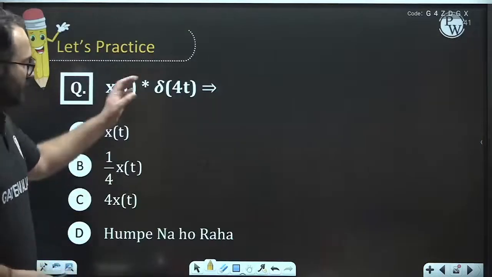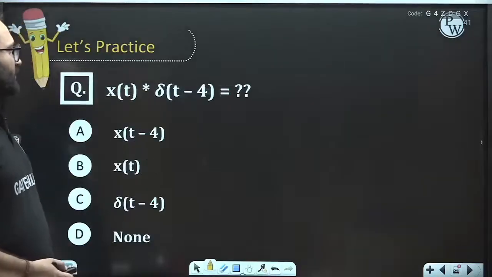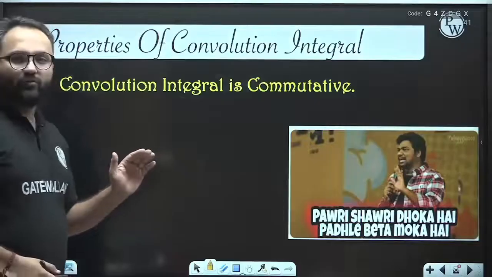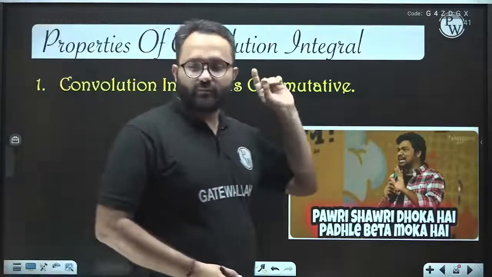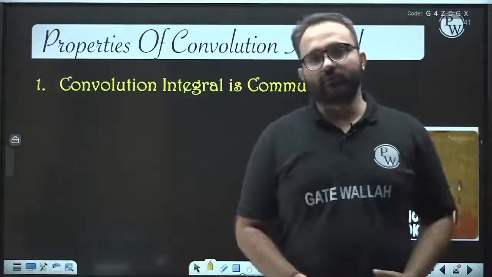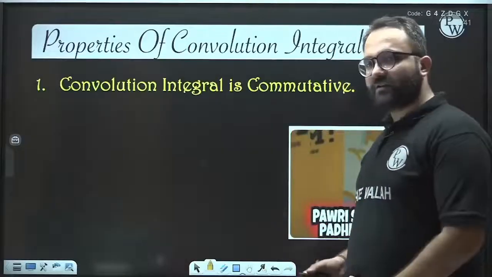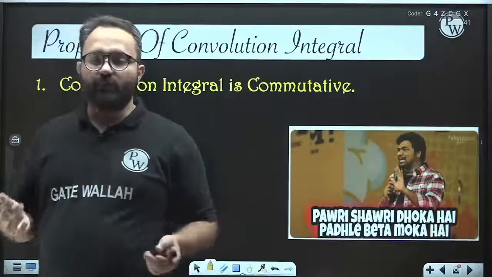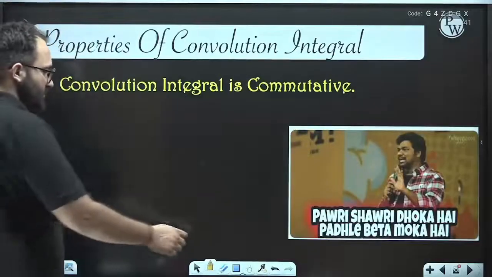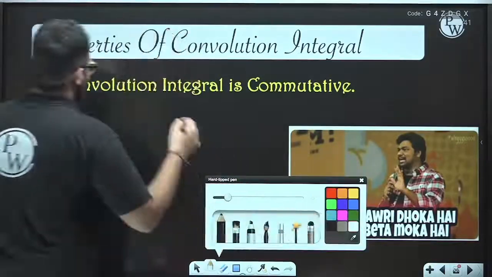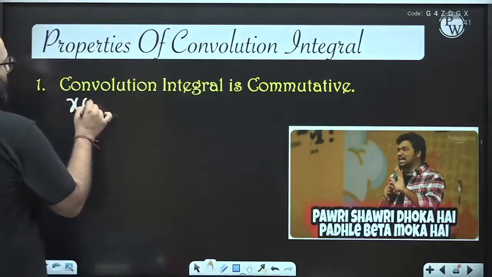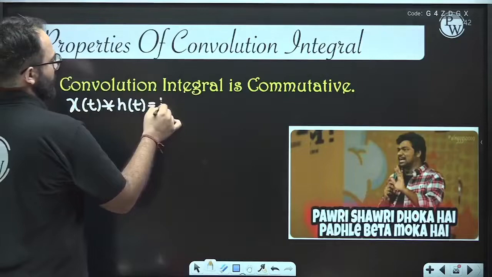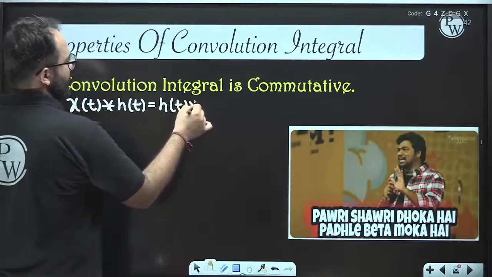Now before moving to this, let us first of all finish the properties of the convolution. Two or three properties are there, then we'll move back to the convolution with the delta, and then we'll come back to the properties. So convolution is a commutative operation. Commutative operation means x(t) convolution h(t) is equal to h(t) convolution x(t).